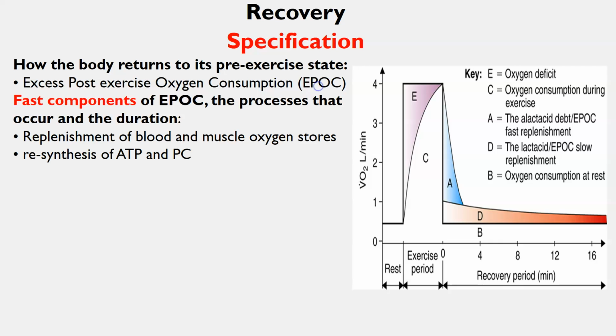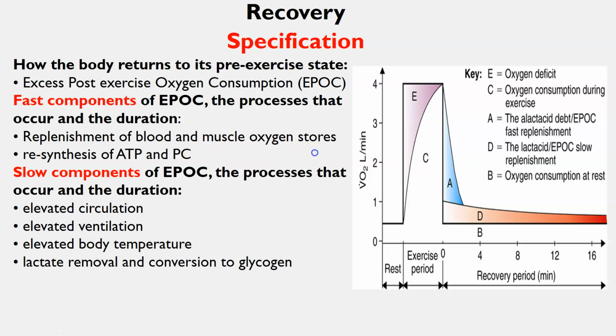What else do we need to know? So I've spoken about the fast component of EPOC, the process that occurs here in A. What we need to look at here is the replenishment of blood and muscle oxygen stores, i.e. our hemoglobin or oxyhemoglobin stores, and our muscle stores, our myoglobin stores, so oxymyoglobin stores. And then we also need to look at the resynthesis of ATP and our PC stores, which we're going to go on to in more detail in the screencast.